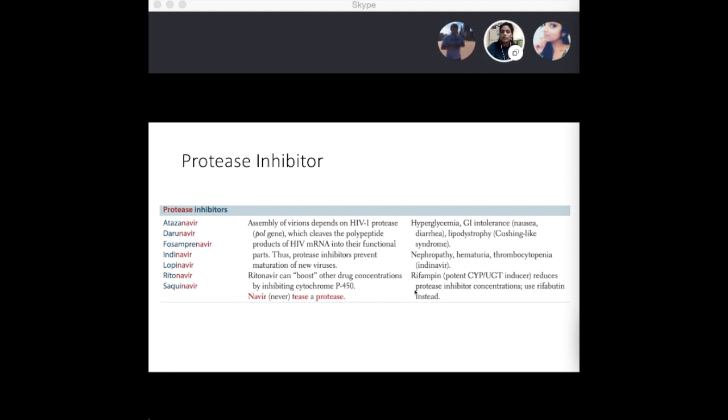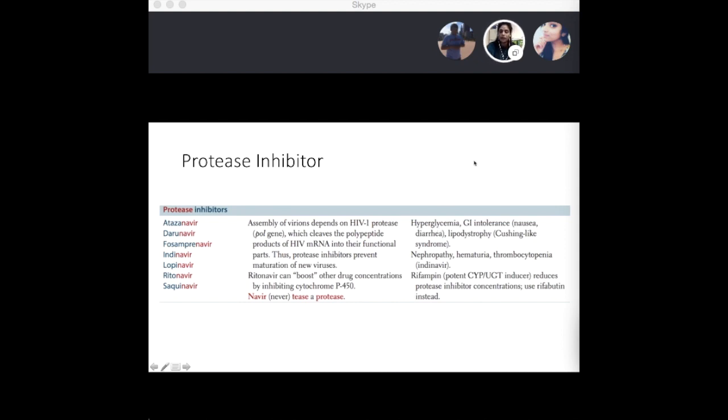And then last but not least is the protease. Remember, the protease is the protein that will cleave. That's necessary for the viral replication to occur in further subsequent infections infecting CD4 cells. So these drugs all end in navir. So navir, T is a protease.